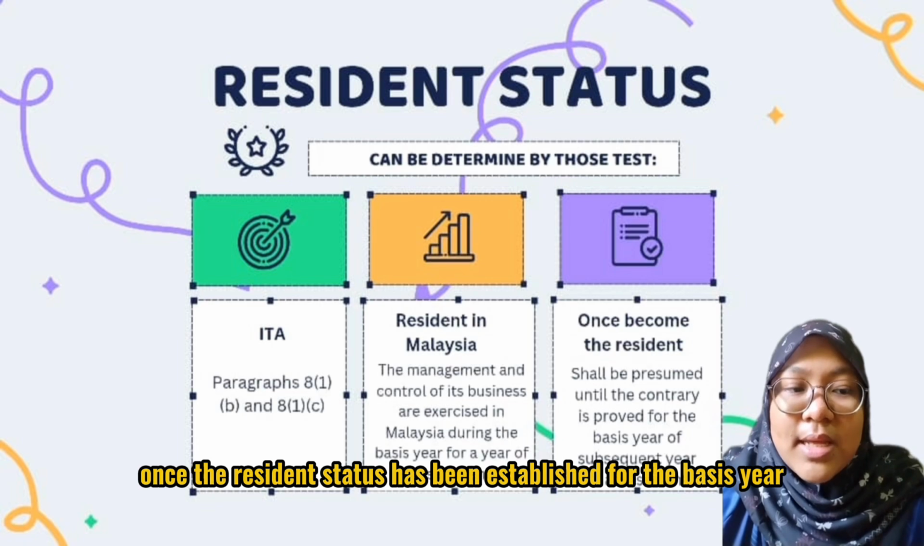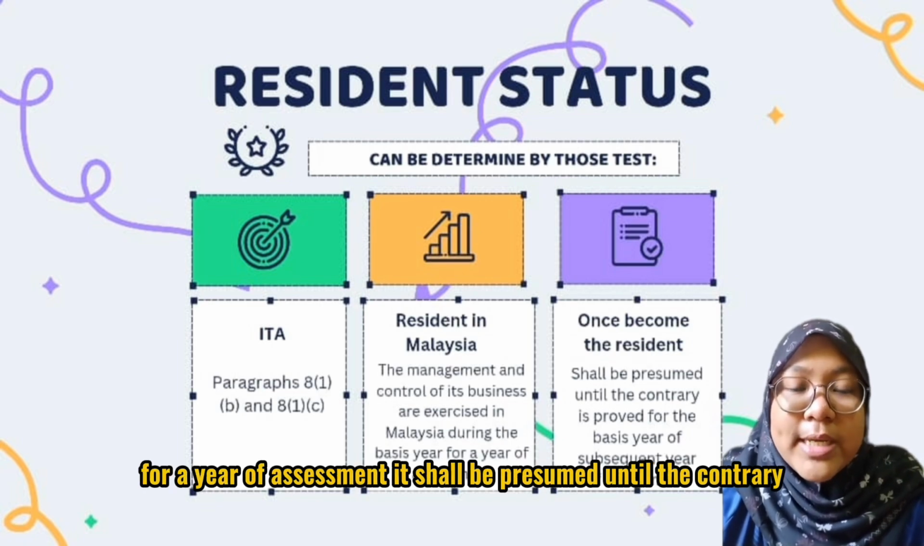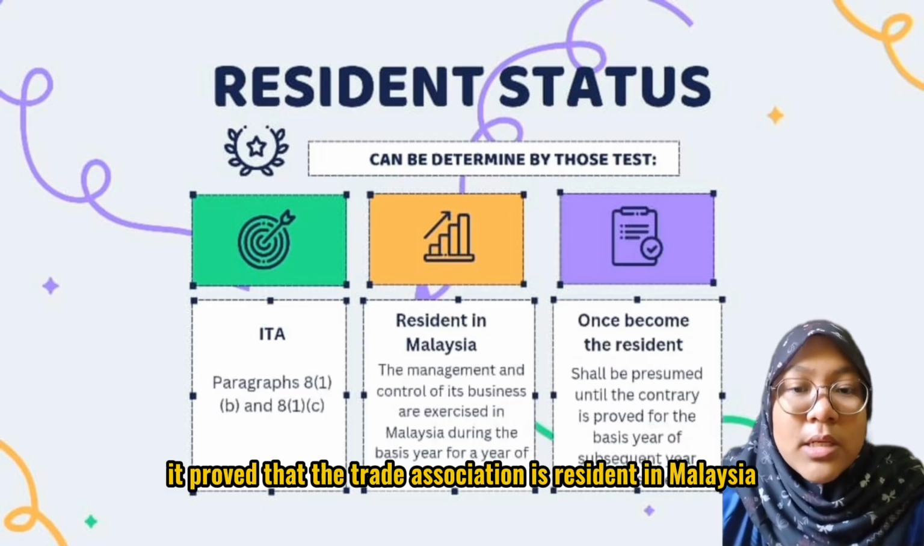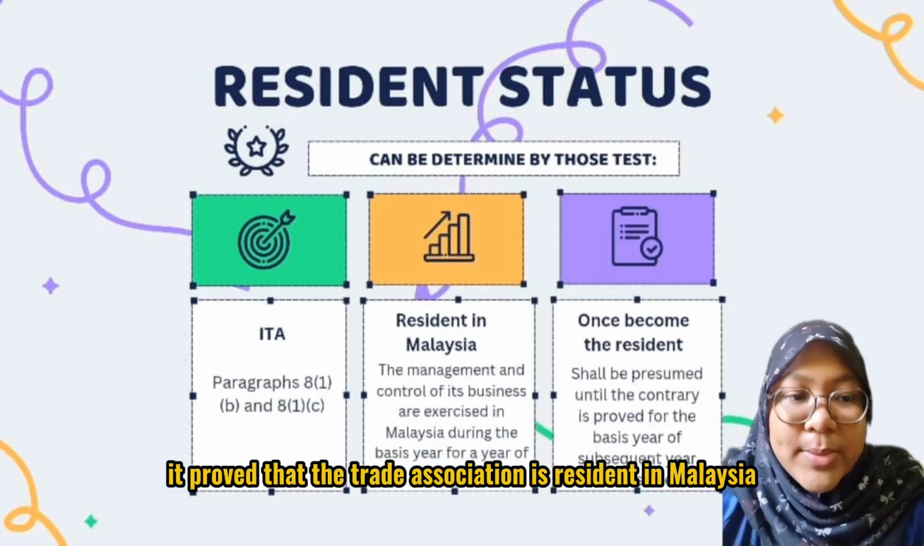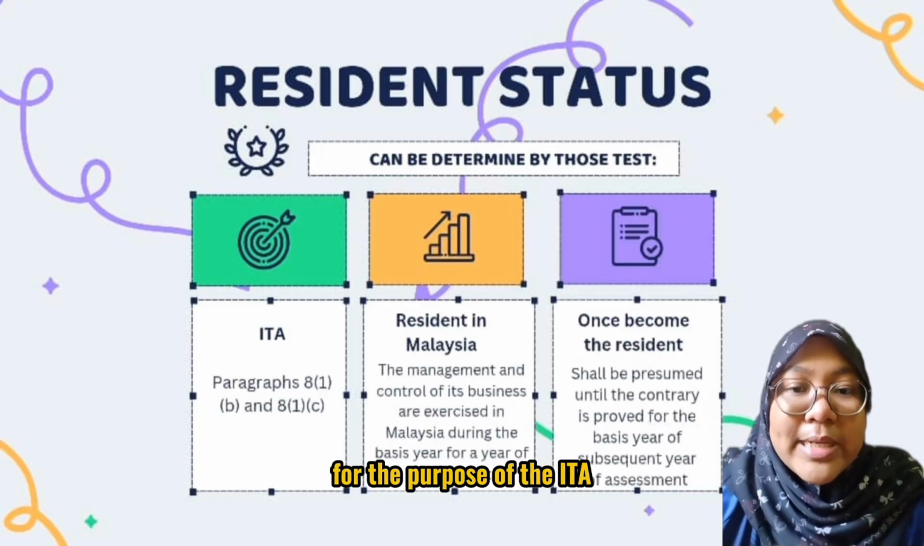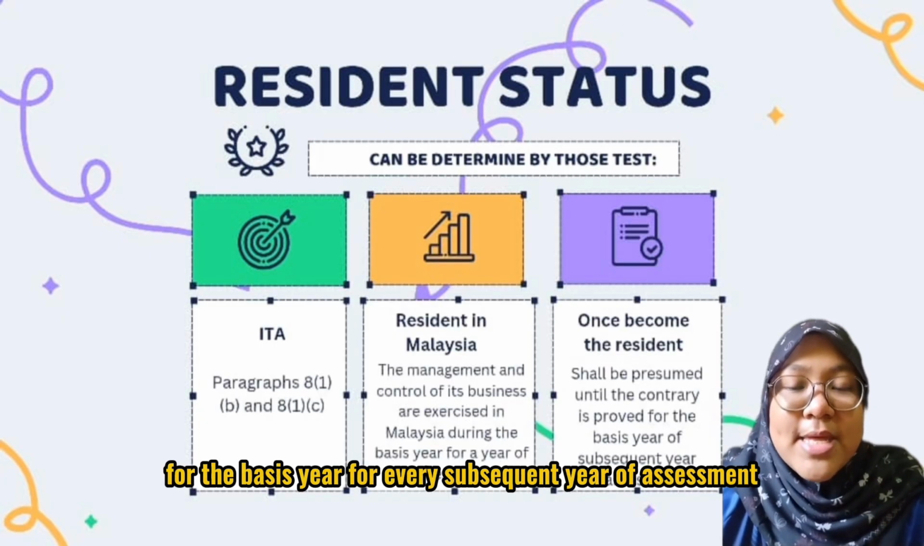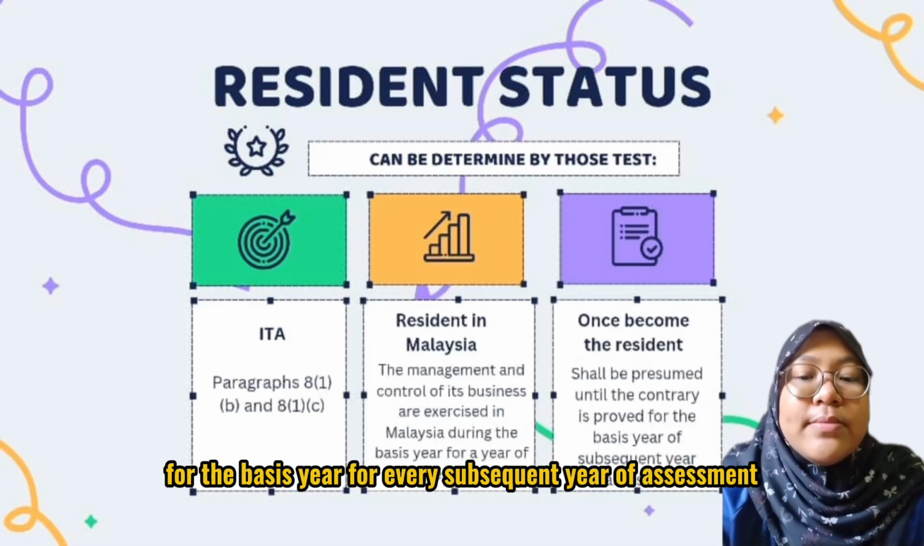Once the resident status has been established for the basis year for a year of assessment, it shall be presumed until the contrary is proved that the trade association is resident in Malaysia for the purpose of the ITA for the basis year for every subsequent year of assessment.